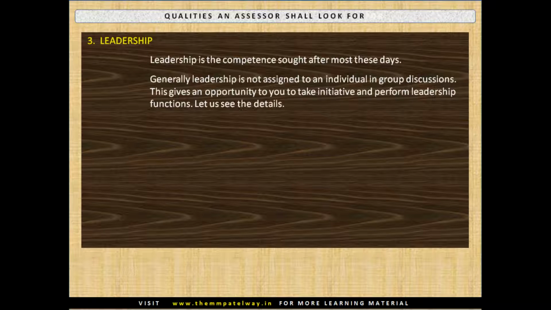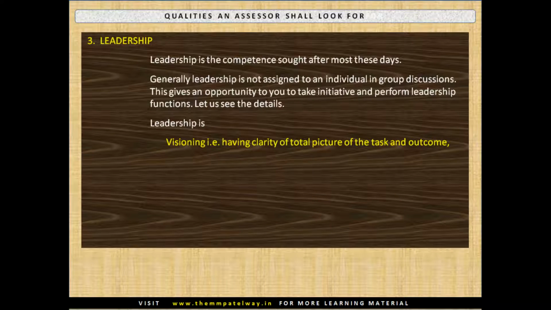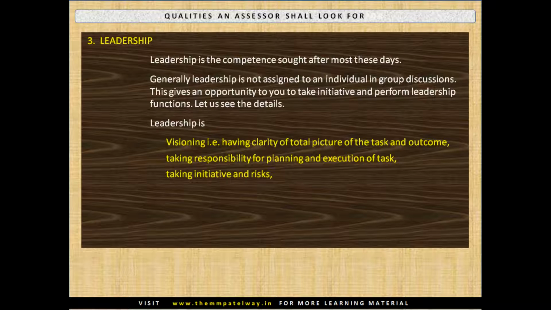Let's see the details. Now let's try to understand what leadership is. This understanding will help you project your leadership traits. Leadership is reasoning, having clarity of the total picture of the task and the outcome. Taking responsibility for planning and execution of the task. Taking initiative and risks. Taking people together by utilizing their potential.